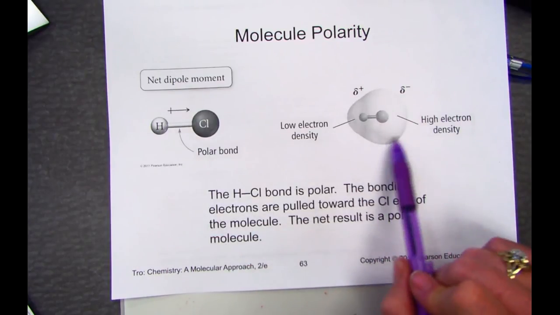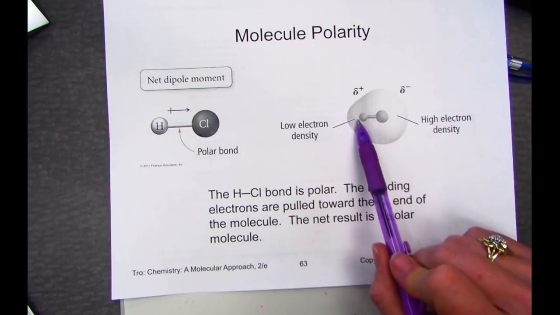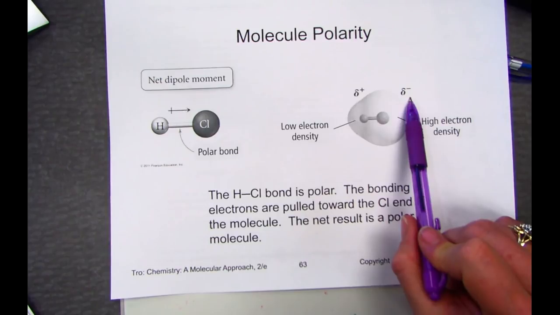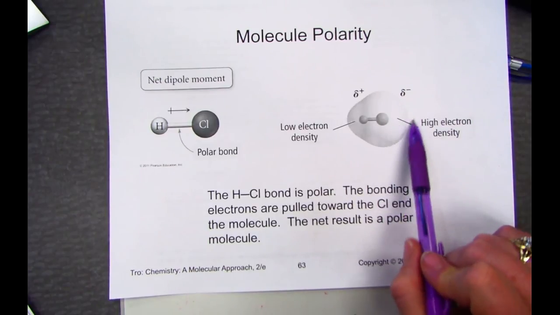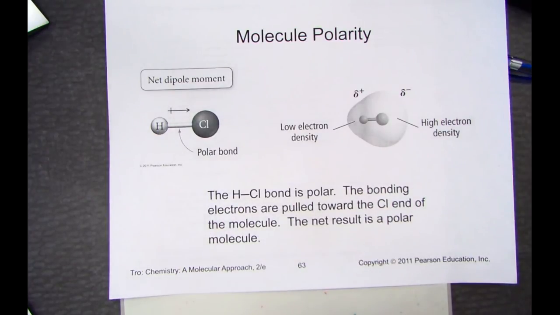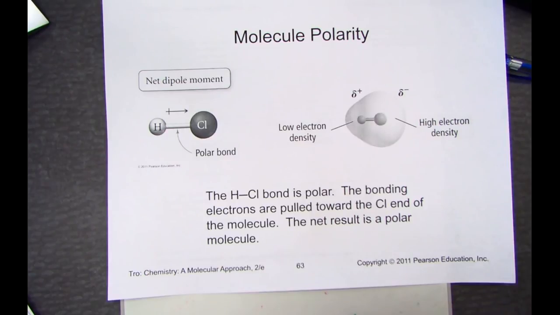And we can see the electron distribution of this molecular pair, leaving a partial positive on the hydrogen with a low electron density, and a partial negative on the chlorine with a very high electron density. These are probably colored in our actual PowerPoint, showing red coming from green over here. We could definitely see a polar molecule.